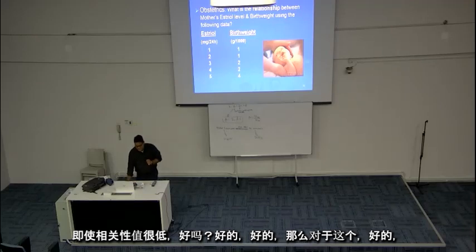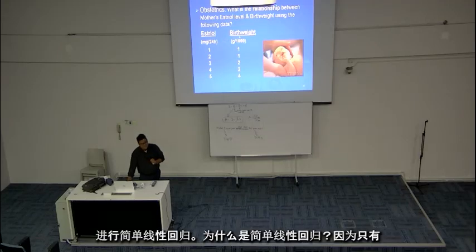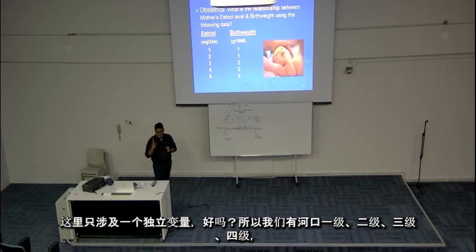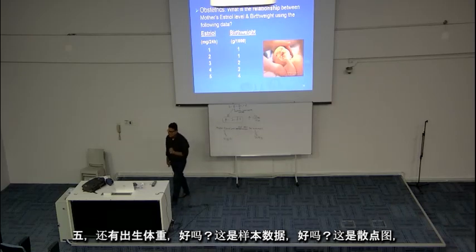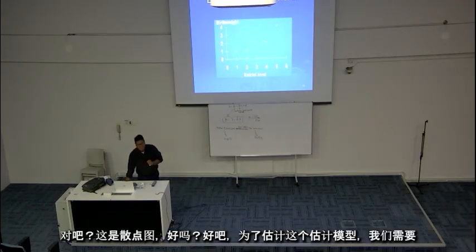So you need to check with the correlation first. If the correlation is okay, then you can proceed with the simple linear regression. Why is it a simple linear regression? Because it only involves one independent variable. So we have the estriol level 1, 2, 3, 4, 5, and also the birth weight. This is the sample data. This is the scatter plot.